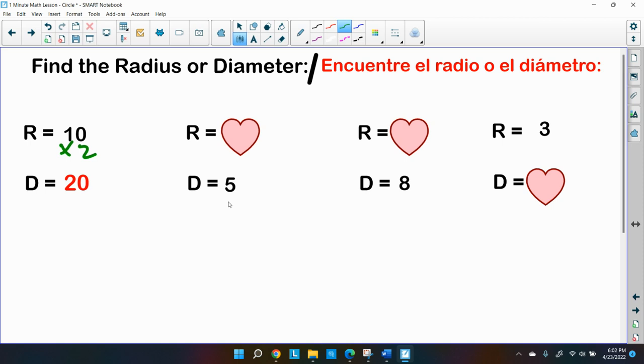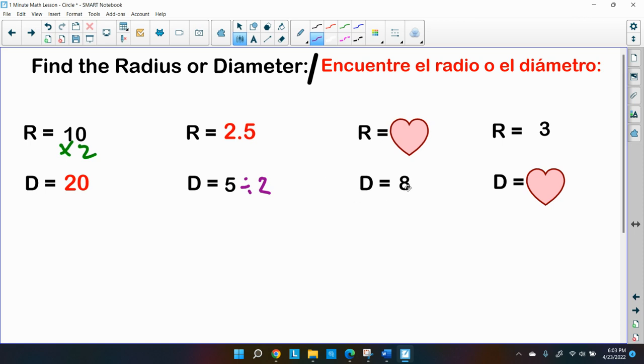Oh, but they gave us the diameter this time, Dr. Rob. Well, remember, the radius is half the size of the diameter. So I've got to take the diameter and divide it in half. So divide it by 2. So instead of multiplying by 2, I'm going to divide by 2, doing the opposite. So 2 divided into 5 gives me 2.5. So that's half the size.